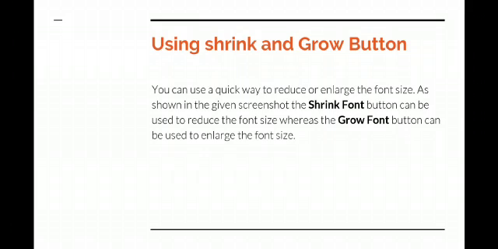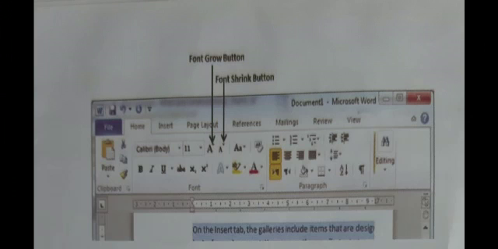Using shrink and grow buttons, you can use a quick way to reduce or to enlarge the font size. As shown in the given screenshot, the shrink font button can be used to reduce the font size, whereas the grow button can be used to enlarge the font size. You have seen the font grow button and font shrink button, and applying these functions on the selected text.